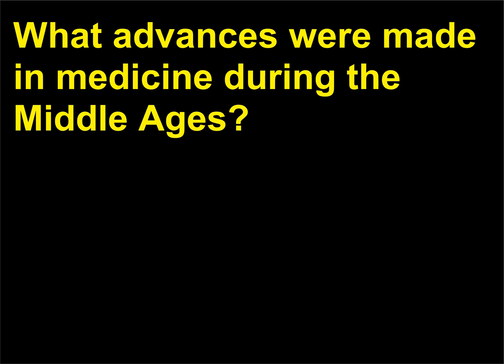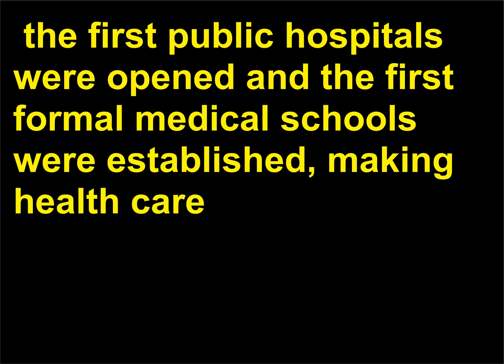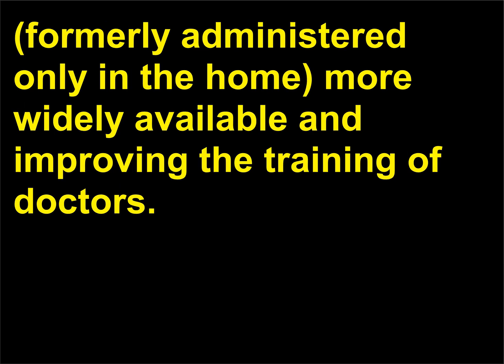What advances were made in medicine during the Middle Ages? During the Middle Ages, 500-1350, medicine became institutionalized. The first public hospitals were opened and the first formal medical schools were established, making healthcare, formerly administered only in the home, more widely available and improving the training of doctors.